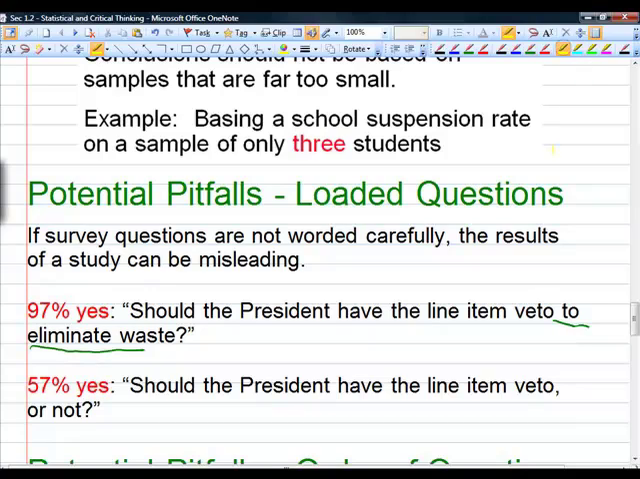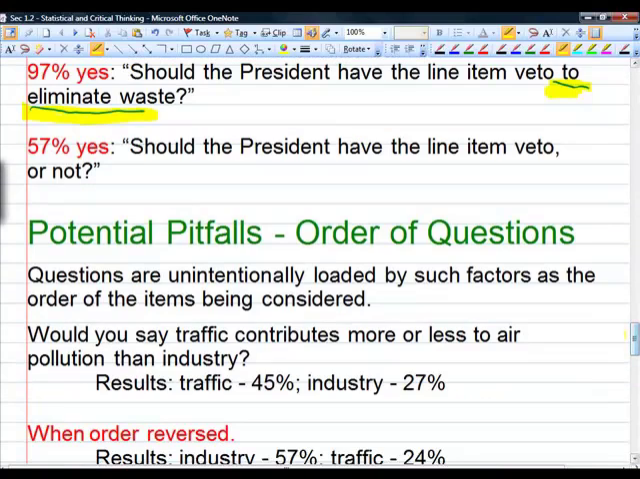But when we take off that reason from the question and just ask a plain Jane question, should the president have the line item veto or not, only 57% of people surveyed said yes. It's a big difference because you stuck on this emotionally charged issue at the end of the statement. Another potential pitfall is the order of questions. Questions are unintentionally loaded by such factors as the order of the items being considered.